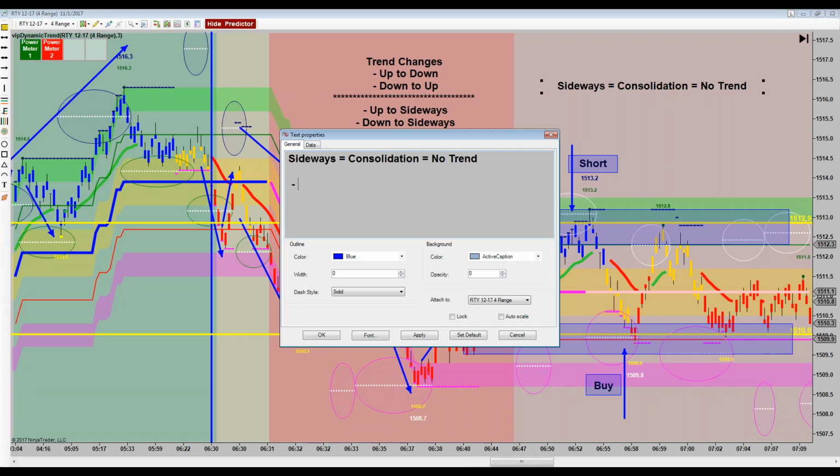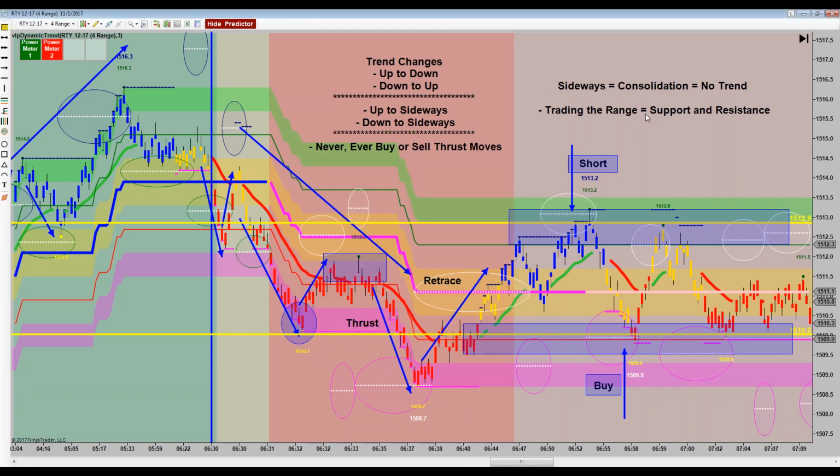So let me just clarify this so it's all clear to everybody. In the consolidation range, if it is tradable, you are simply trading the range. And what do we mean by that? Trading the range means you're trading support and resistance. There's no longer this notion of thrust and retracement that was present in the trend, so that doesn't apply anymore. We're selling or we're buying.